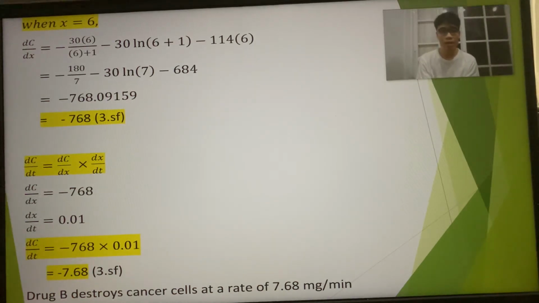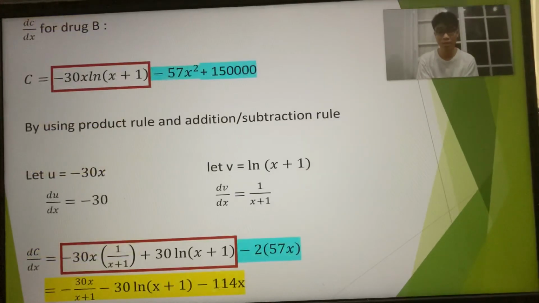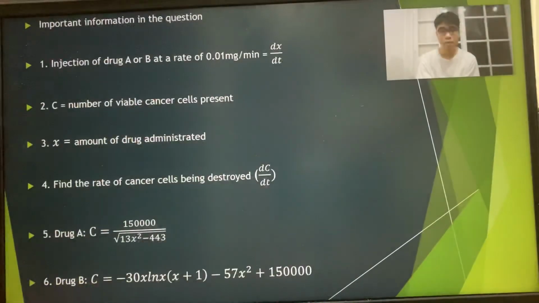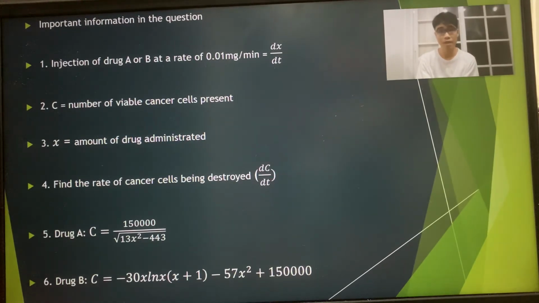There's one thing I would like to highlight, which is that we are getting negative values in our workings. The reason for it is that this is the rate of decrease for the cancer cells. Their variable is decreasing because they are being destroyed with respect to time. So we will expect dc over dt to be a negative value.